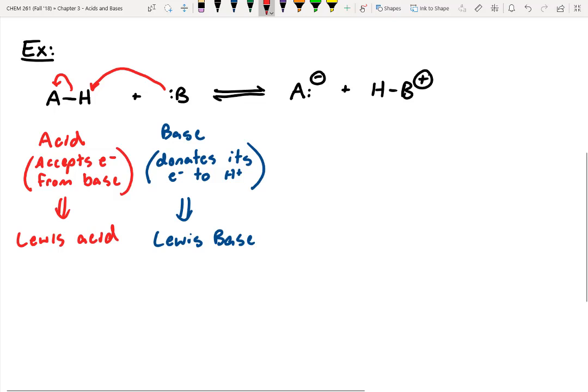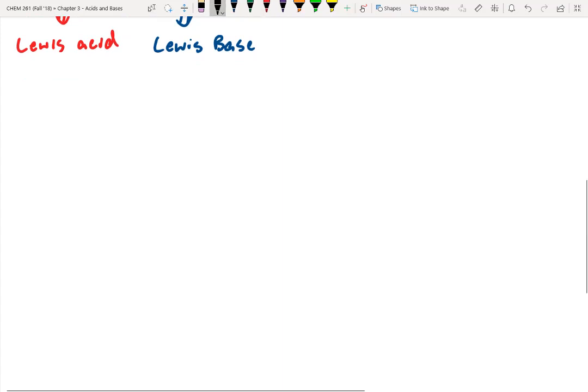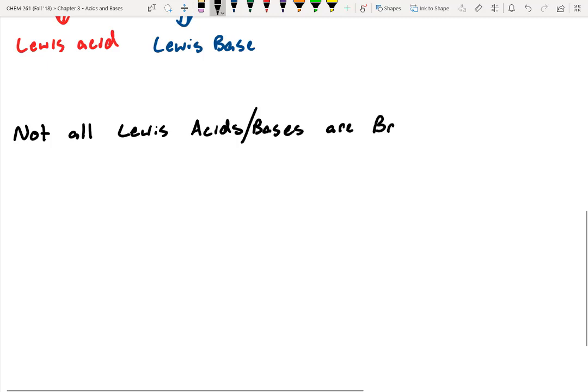All right, so it is confusing. People oftentimes overlook this fact and they think, no, Lewis acids and bases are entirely different. Not true. Bronsted acids, Bronsted bases are also Lewis acids and Lewis bases. However, the opposite's not true. So now we've got to go down the rabbit hole a bit. All right, let's try another one. So not all Lewis acids and bases are Bronsted acids and bases.